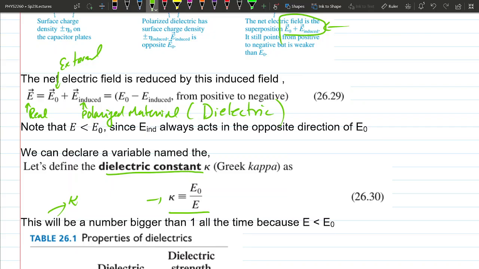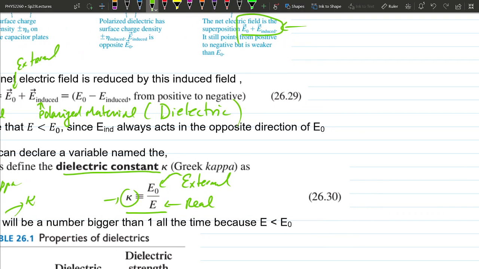If you're having trouble dealing with these weird Greek letters, just write kappa if you want. This kappa factor basically quantifies what the electric field is from the outside. This is the external electric field, and this is the real field that you actually get inside.